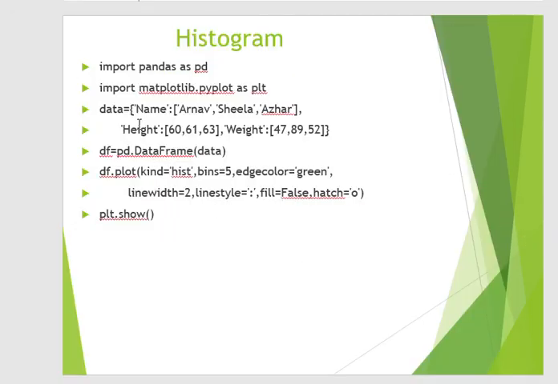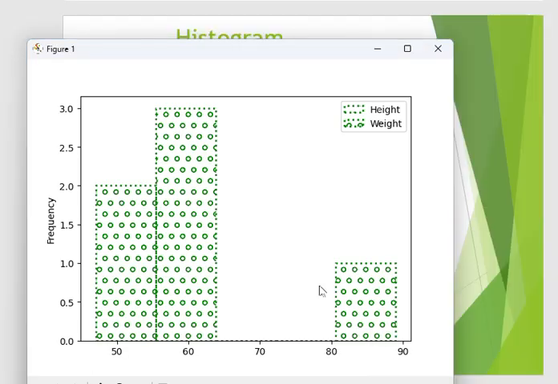Again, I am giving you the names of the students, their height and weight. We are going to make a data frame. Kind is histogram, bins start at 5, edge color is green, width is 2, line dotted as you have seen, and fill is false. So this way it is giving you an answer, dotted lines and the circles.